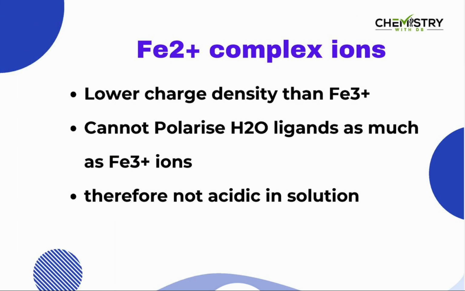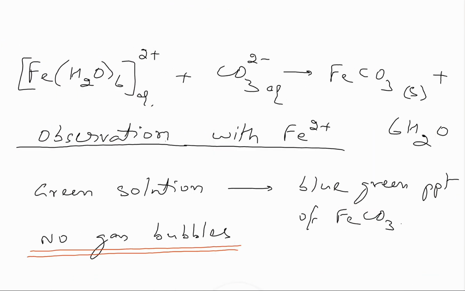Now let's look at what happens in case of Fe2+ complex ions. Fe2+ has a much lower charge density as compared to Fe3+, and as a result it is not able to polarize the water ligands to as much extent as the Fe3+ ions, so obviously the solution will not be acidic in nature. So when you add carbonate ions or sodium carbonate to a solution of Fe2+, it will be just a precipitation reaction, and you would see a carbonate precipitate, FeCO3.